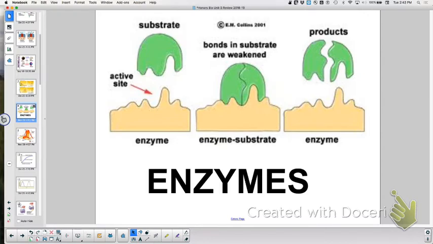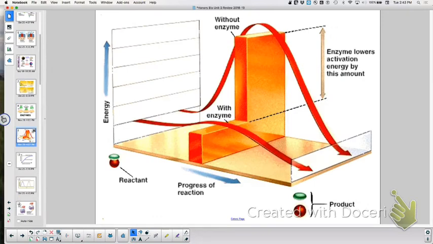But the active site might temporarily change its shape. Just for the moment, right? And that's called the induced fit hypothesis. So it's going to change its shape for the moment. But the beauty of an enzyme is it doesn't get used up. You can use it over and over and over again. And that's why it works so good to speed up reactions. What do enzymes do? They lower the what?